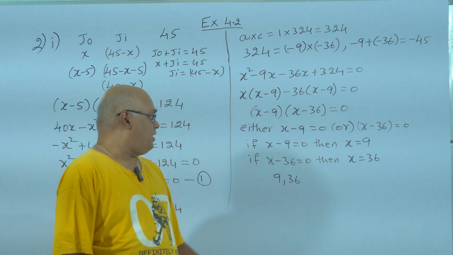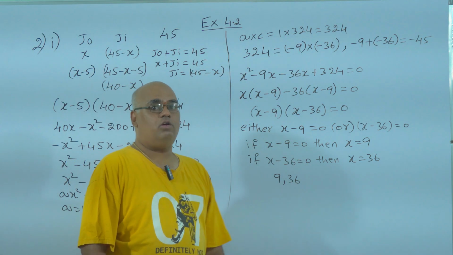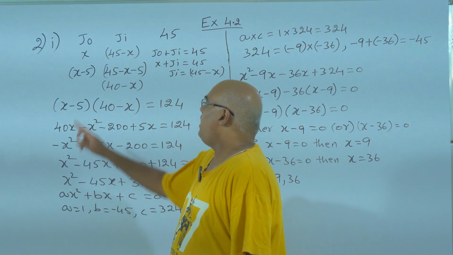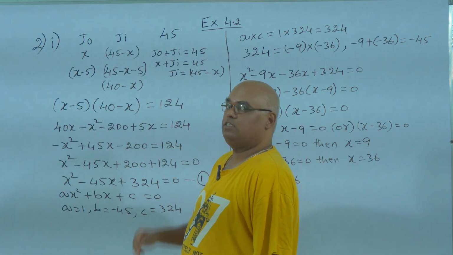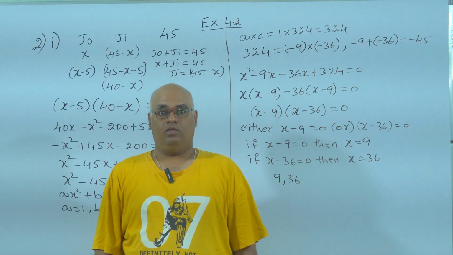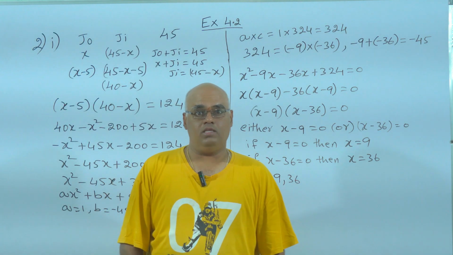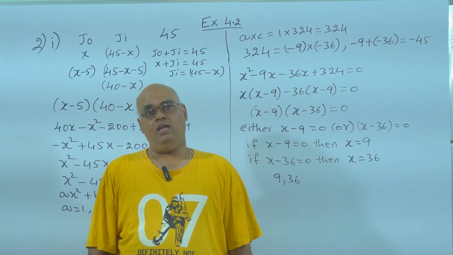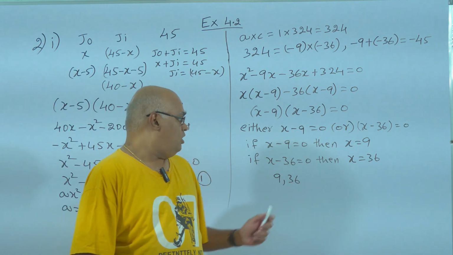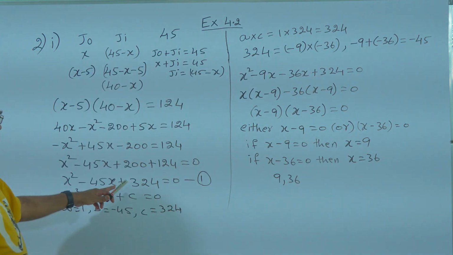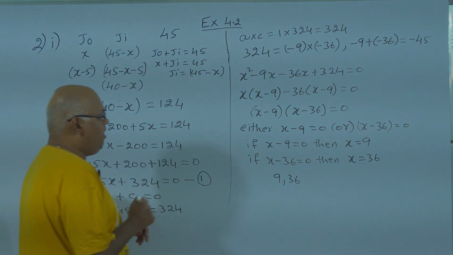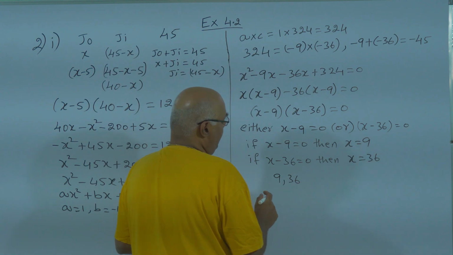Now let us take the other case. So in case if x is equal to 36, that means if John is having 36 marbles, then Jivanti will have 45 minus 36, that is equal to 9 marbles. So if John is having 36 marbles, then Jivanti will have 9 marbles. This is the meaning of this. So 9, 36 are the roots of the quadratic equation 1. So x can take values 9 or 36.